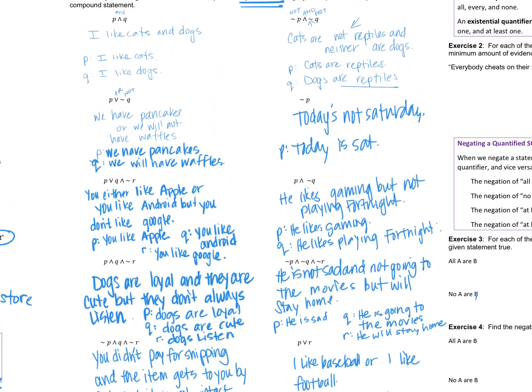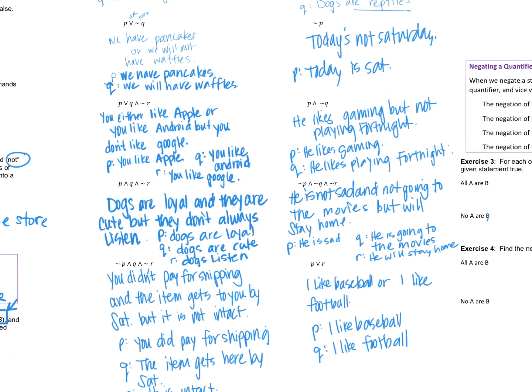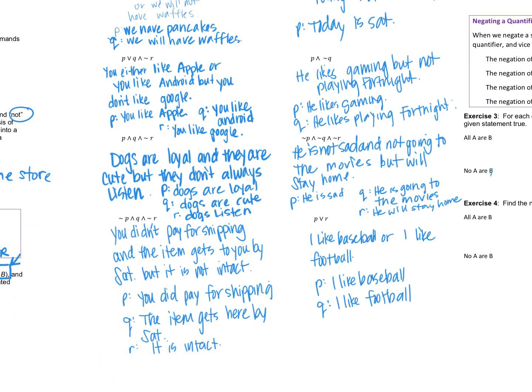Okay, so you should take a look and check that you have the same statements matching up with that symbolic logic. You could pause it, double check, and make sure that you wrote all the statements, the individual simple statements for each P, Q, and sometimes the R's.